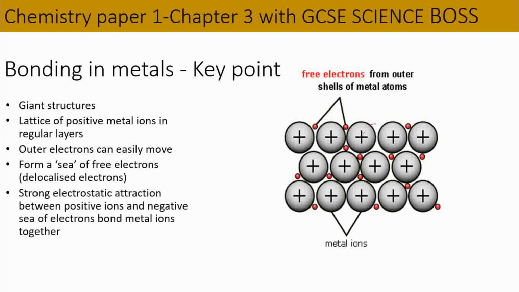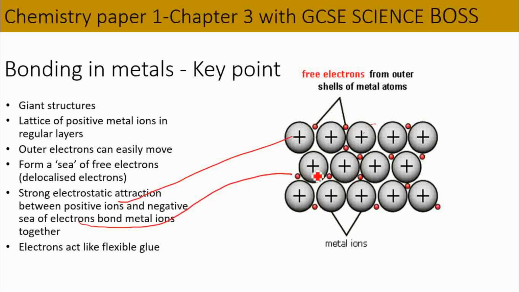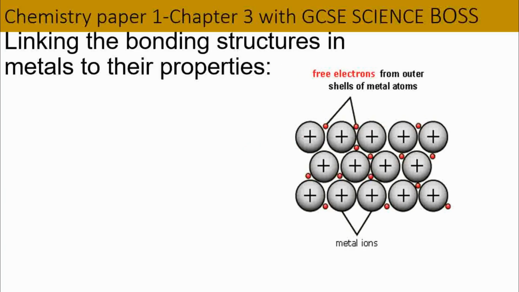Okay, and there is a strong electrostatic force of attraction between the cation, so between the positive ions, and that negative sea of electrons. So those red dots are electrons. Let's use another color here, so you can see that those are the electrons which are moving out. All right, so the electrons are almost like a flexible glue which holds that structure together. And why is it electrostatic? Because it's between the positive and the negative.